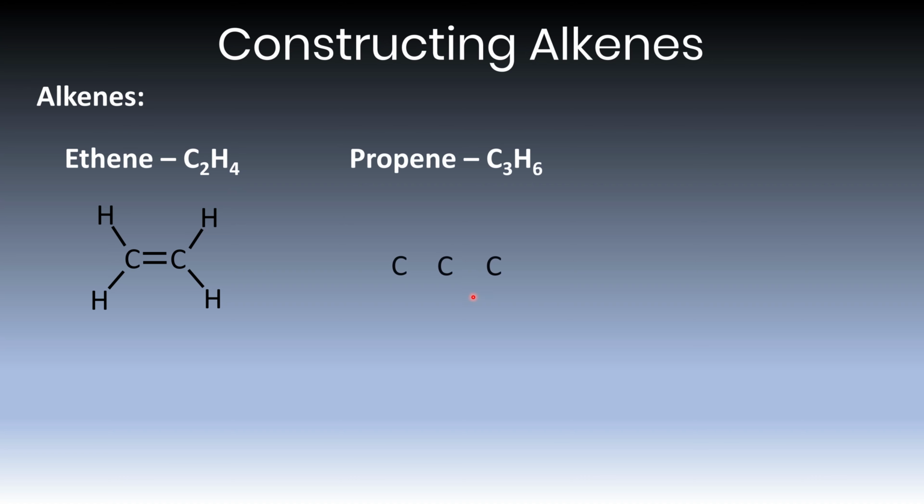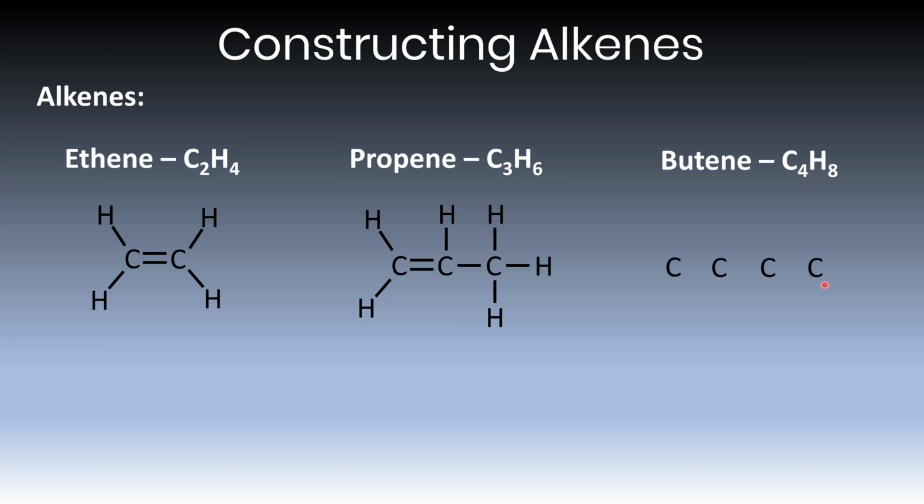Propene next, which we've already done, so I'm going to skip through this one. And then finally butene. So we've got 4 carbons in butene, so I'm going to draw my 4 carbons in a line. And remember, I need to make at least one of those carbon-to-carbon bonds a double covalent bond. So I'm going to just do it on the first one. It doesn't actually matter where you do it in the chain, as long as you've got one of them. So I'm going to put it here.